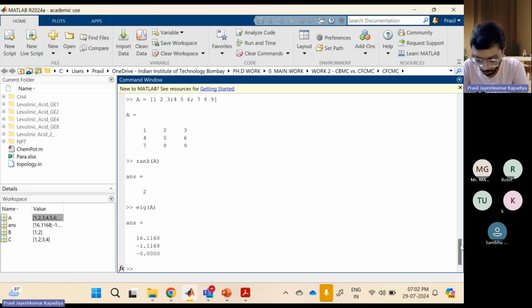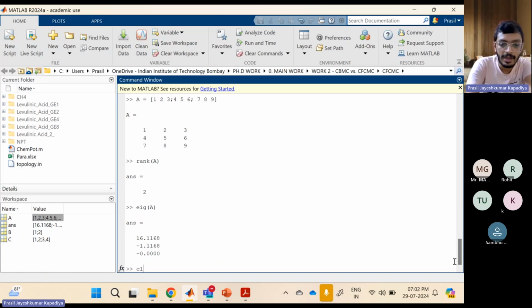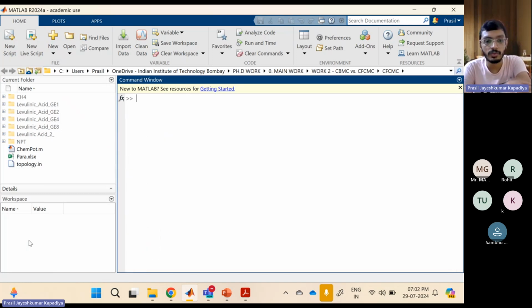Okay, so what have we covered till now? We covered eigenvalues. Then we covered the rank of the matrix. Then we covered the transpose of a matrix. Now let's say I want to clear all this. I don't want to keep any of this data. So how can I do it? I will write clear all. Clear all will clear the workspace. And if I write CLC, CLC will clear my command window. So everything is clean now.